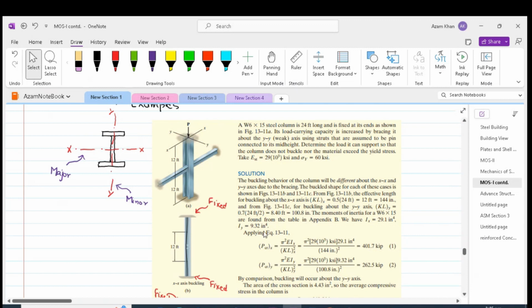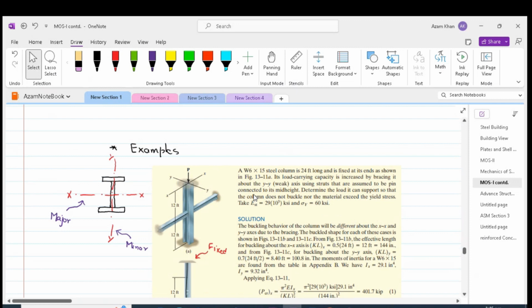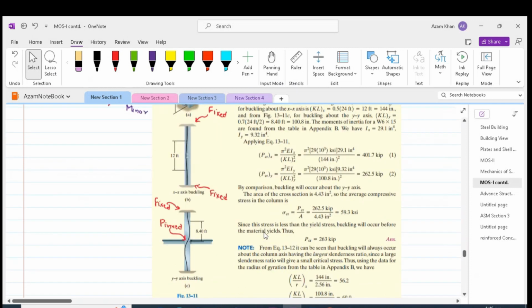As I said, in the case of column analysis, it is important to appreciate that the units are consistent. So we have got the numerator and denominator in inches. Once the critical load is found, the one which will give us the minimum will be governing, and the critical load about the minor axis is governing in this case, which is 262.5 kip. 262.5 kip can be divided by area, and we can get the critical stress.